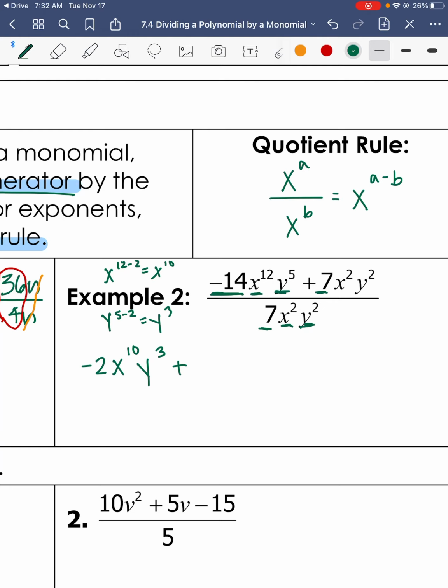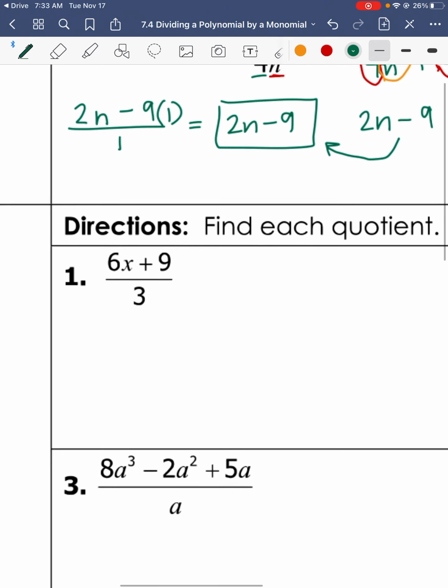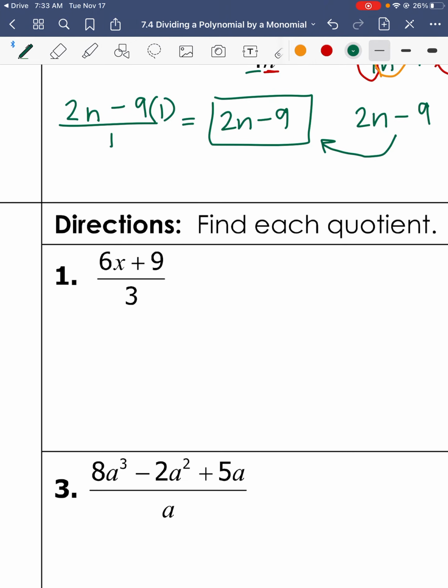X squared divided by x squared is also 1, and y squared divided by y squared is also 1. So technically it will be 1 times 1 times 1, which is just equal to 1. So our final answer is negative 2x to the 10th y cubed plus 1. Okay, so let's look at some of these other ones.